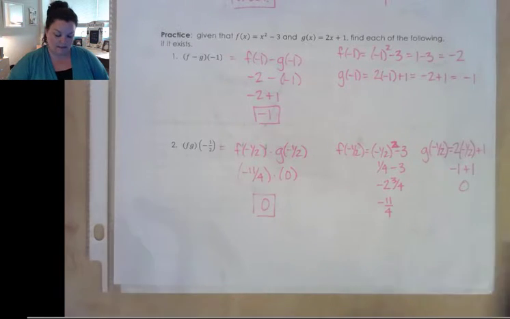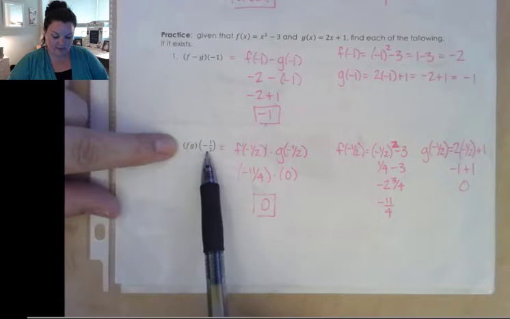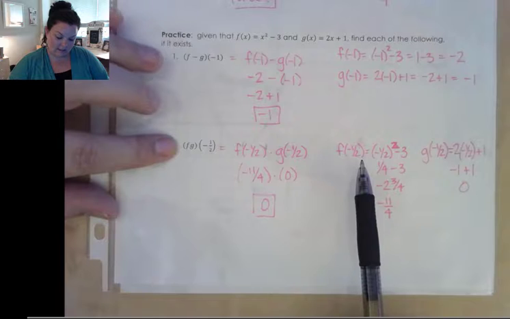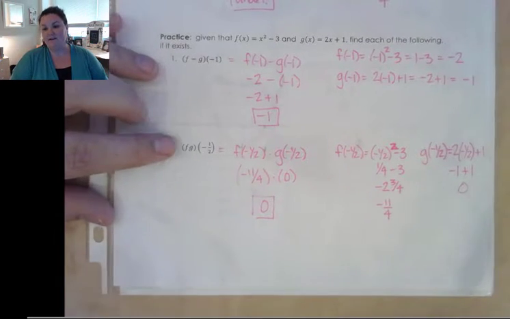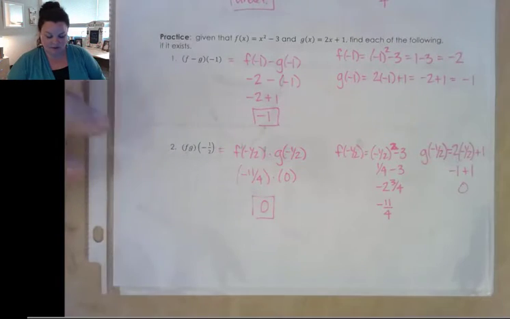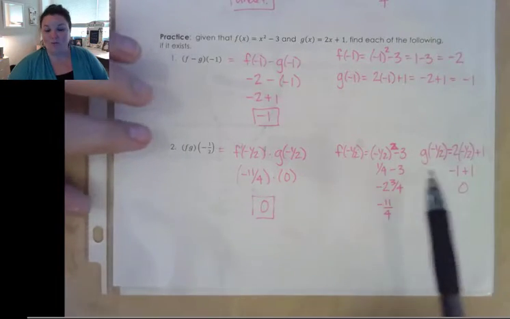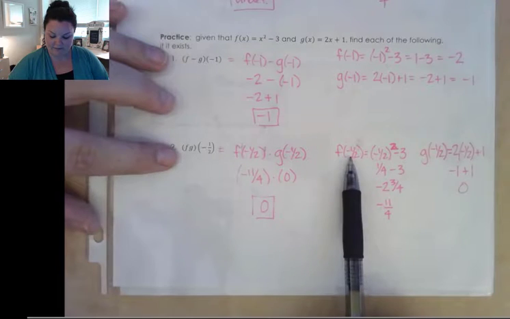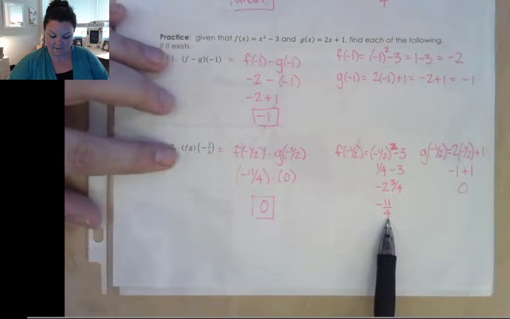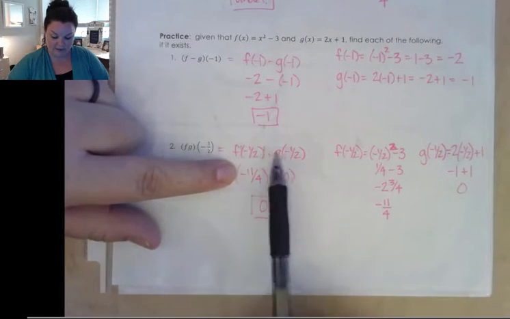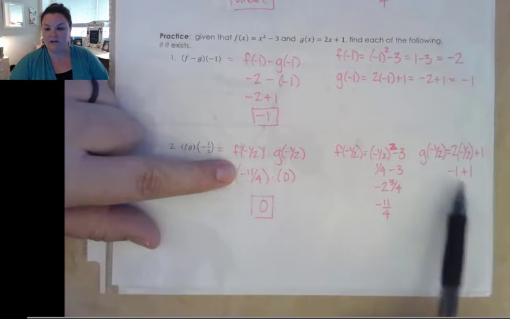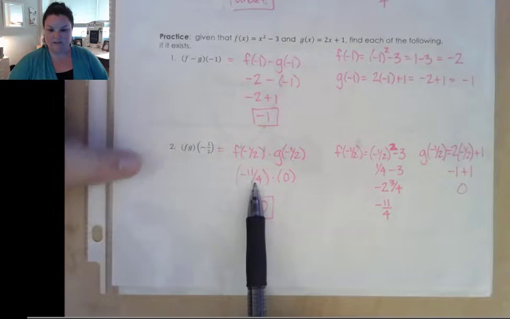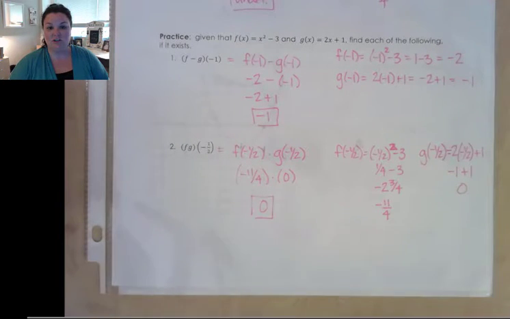Same thing on our product here. We're evaluating at negative 1/2. And I even gave you the same values we did above, so you might have noticed that and not had to work it out again. When you plug negative 1/2 into your f function, you get negative 11/4. When you plug negative 1/2 into your g function, you should get 0. And then we're doing the product. So the product of negative 11/4 and 0 is just 0.